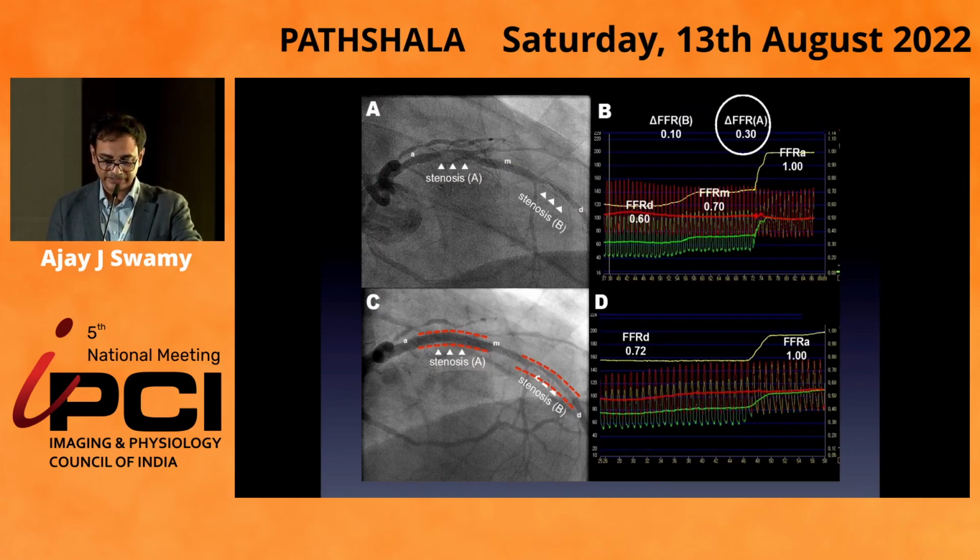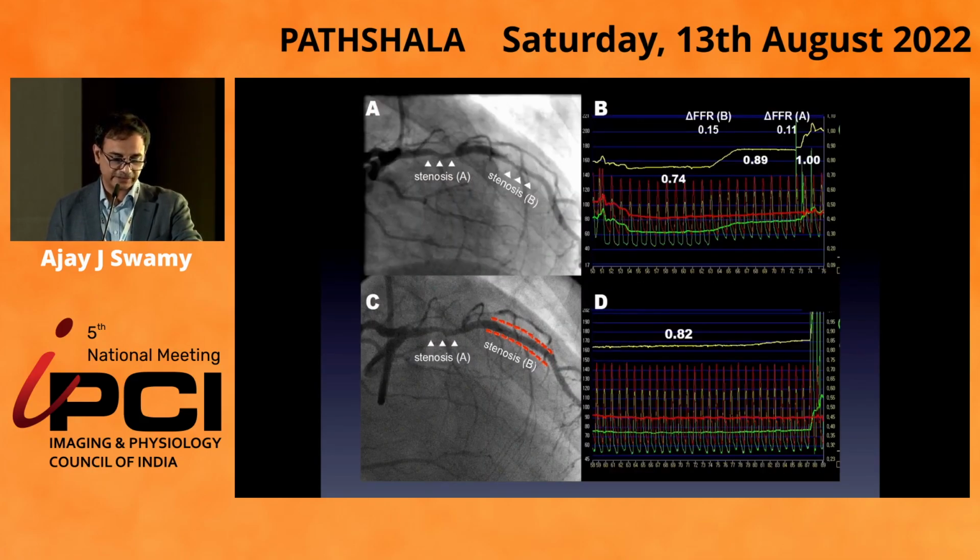There are two stenosis A and B. You see the overall FFR is quite tight, distal, mid and proximal. This is a pullback under full hyperemia. After the first one is stented, we still have significant FFR, 0.72 across the second lesion. And so the second one also has to be done.